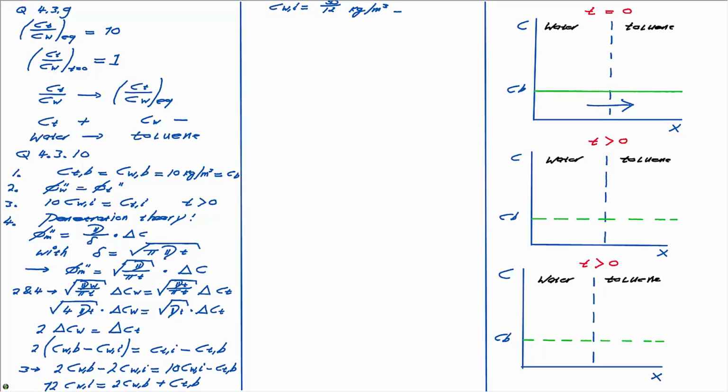And if we apply 3 once more, then we get that Cti, the concentration in toluene at the interface, is 25 kilograms per cubic meter. So that's 10 times the concentration at the interface in water.